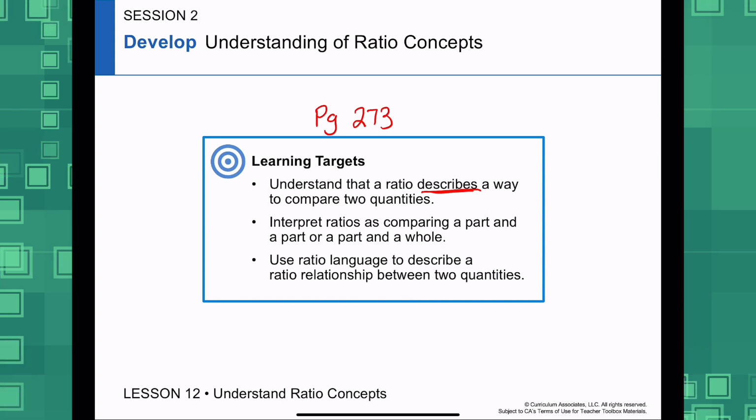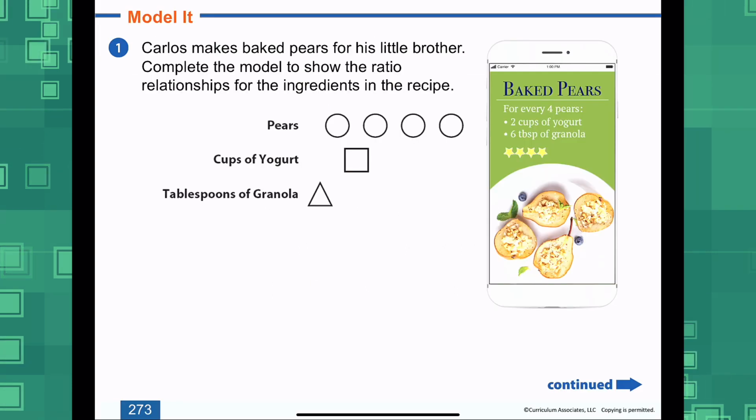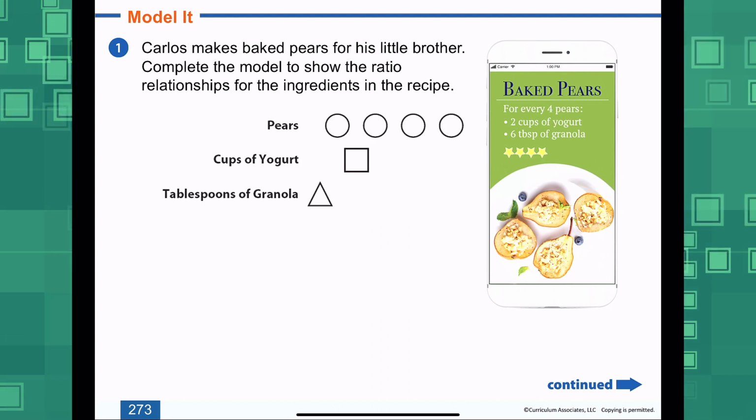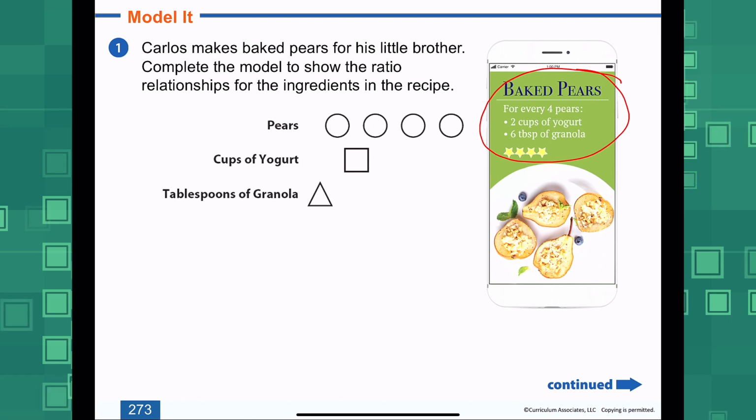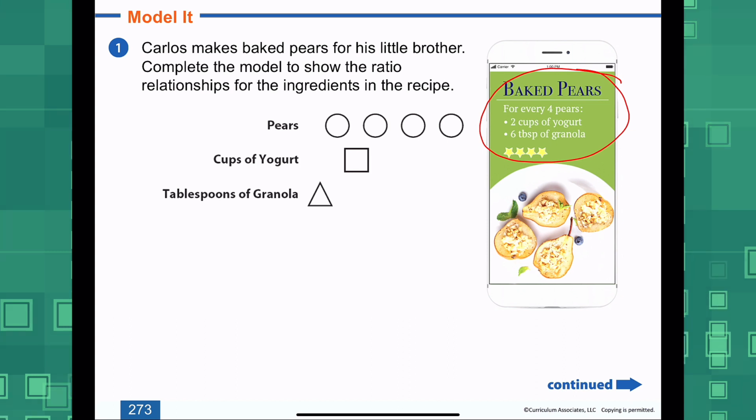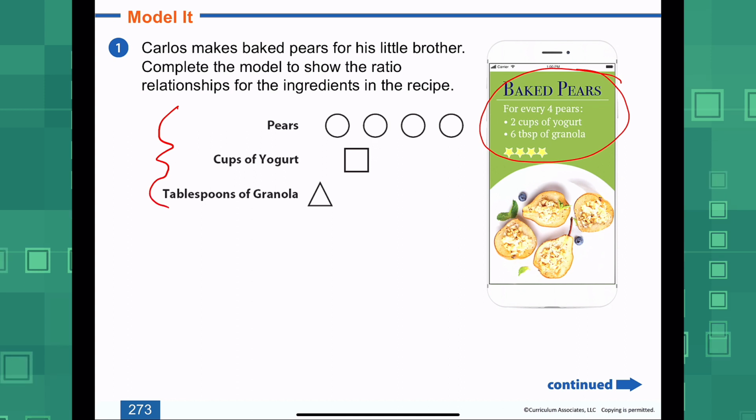So on page 273, we have our first problem here, and this says Carlos makes baked pears for his little brother. Complete the model to show the ratio relationship for the ingredients in the recipe. Over here on the right hand side, you can see that recipe for baked pears. It says for every 4 pears there are 2 cups of yogurt and 6 tablespoons of granola, and it would like you to complete this model over here to represent that recipe.